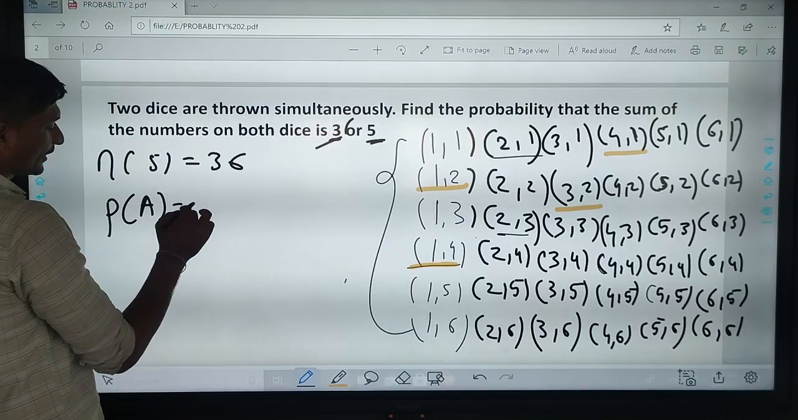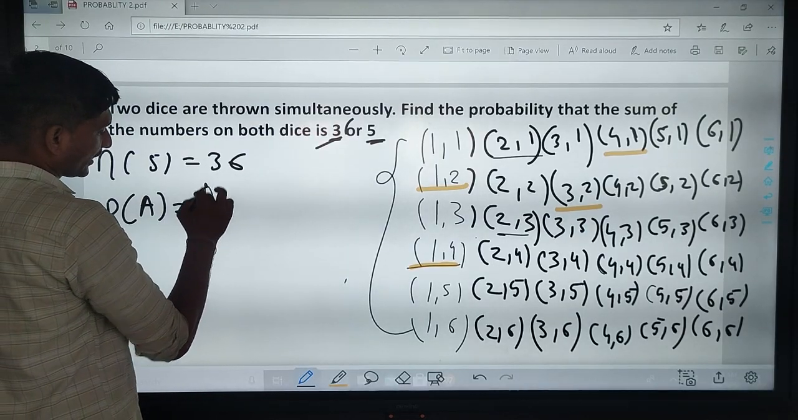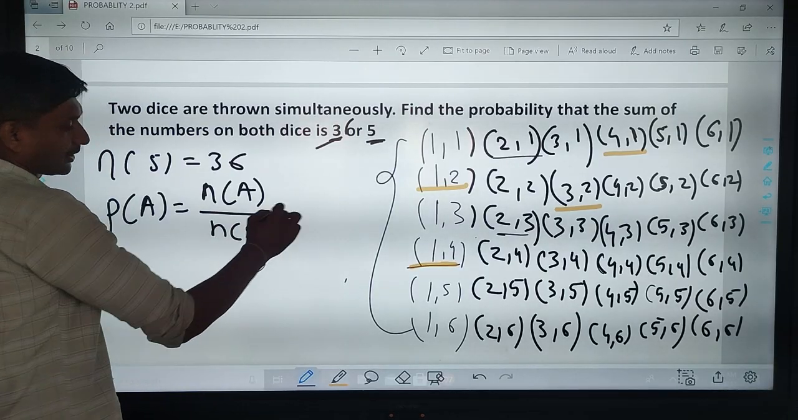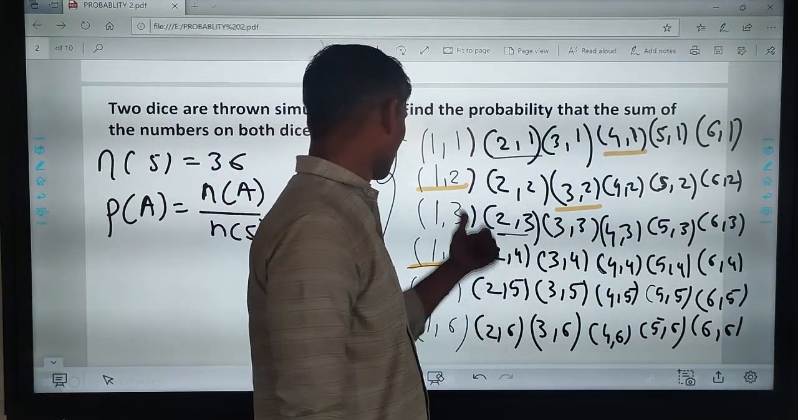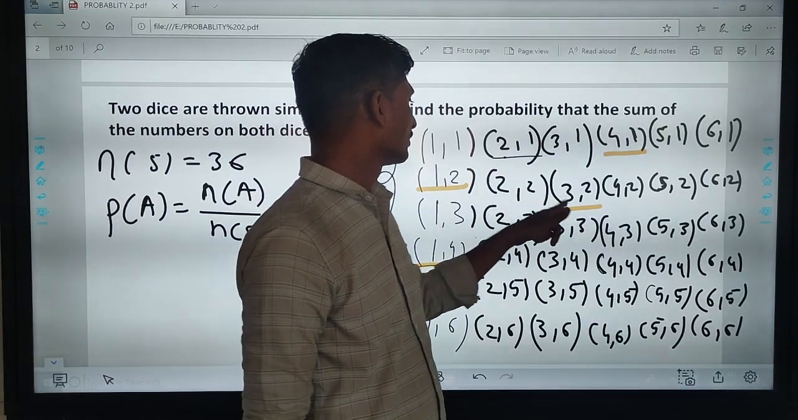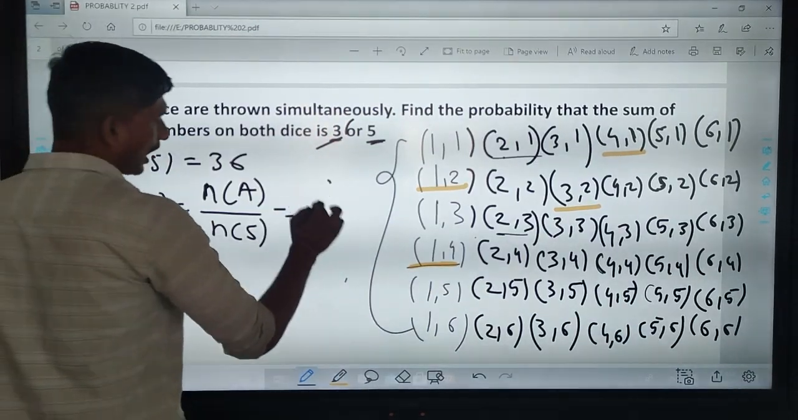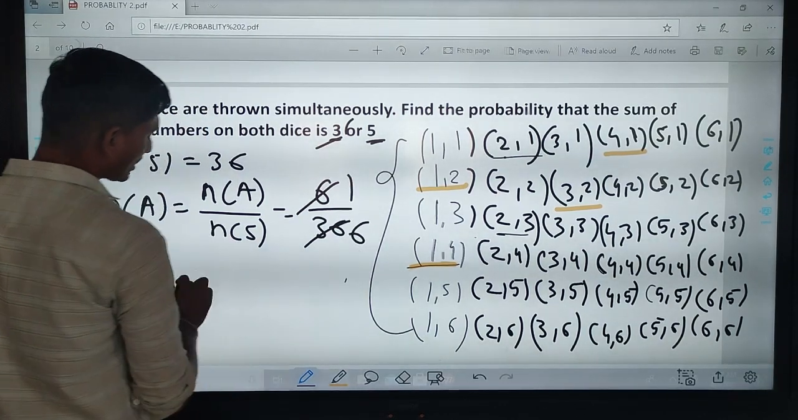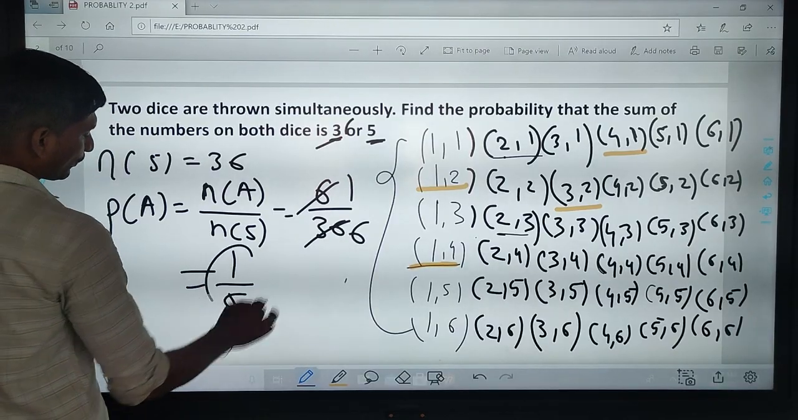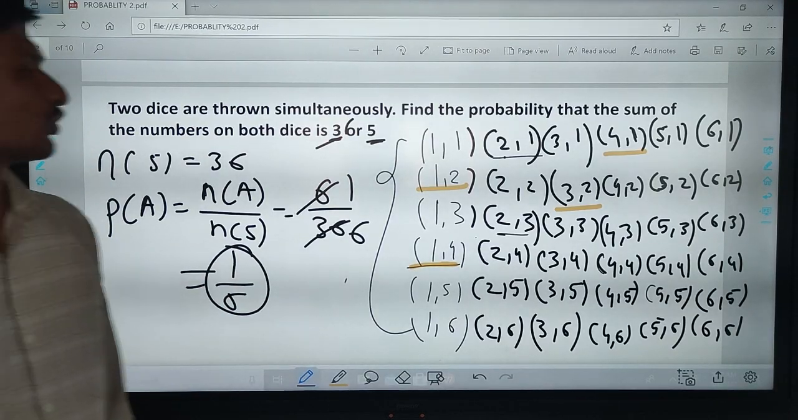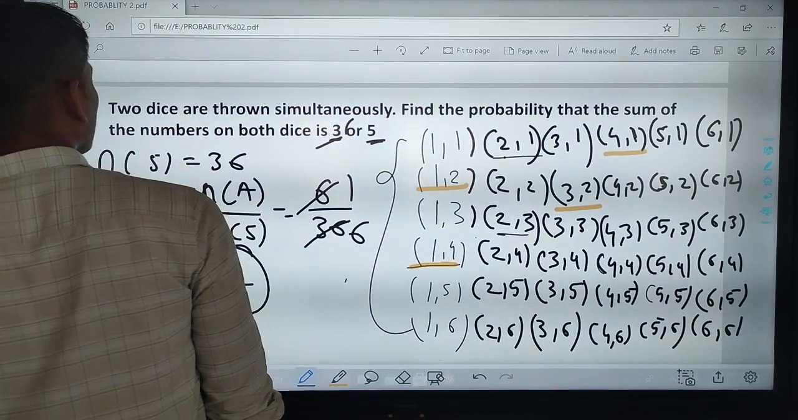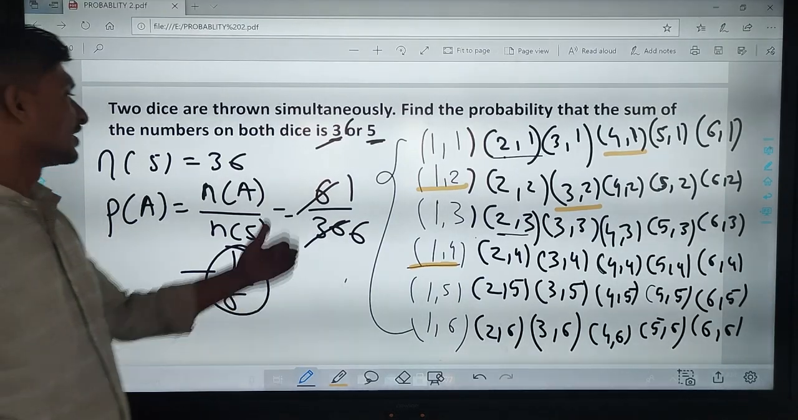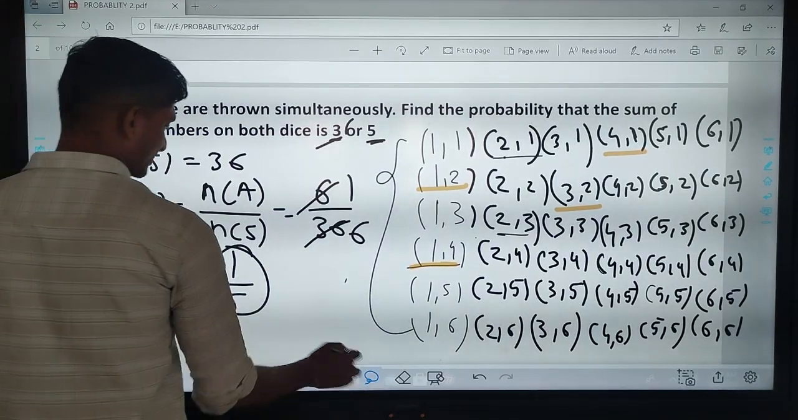P of A, probability of A, is equal to n of A divided by n of S. Now your event contains 1, 2, 3, 4, 5, 6 samples out of total 36 samples. Then 6 by 36, now your probability is 1 by 6. So the probability of getting sum 3 or 5 is 1 by 6. Now next.